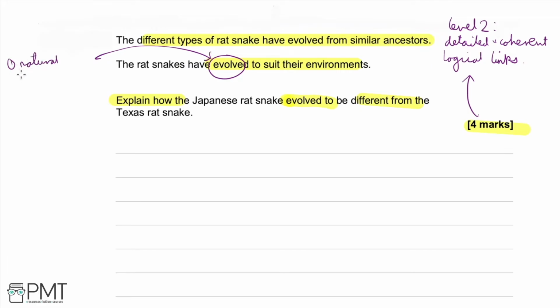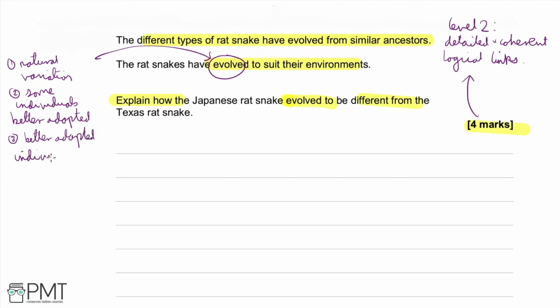Well, first of all, there has to be natural variation in the population. In this case, that variation would be to do with colour, since the differences between the 2 snakes are their colours. Secondly, some individuals will be better adapted. That is, some individuals will have a colour which makes them more suited to their environment. Thirdly, the better adapted individuals are more likely to survive and reproduce.